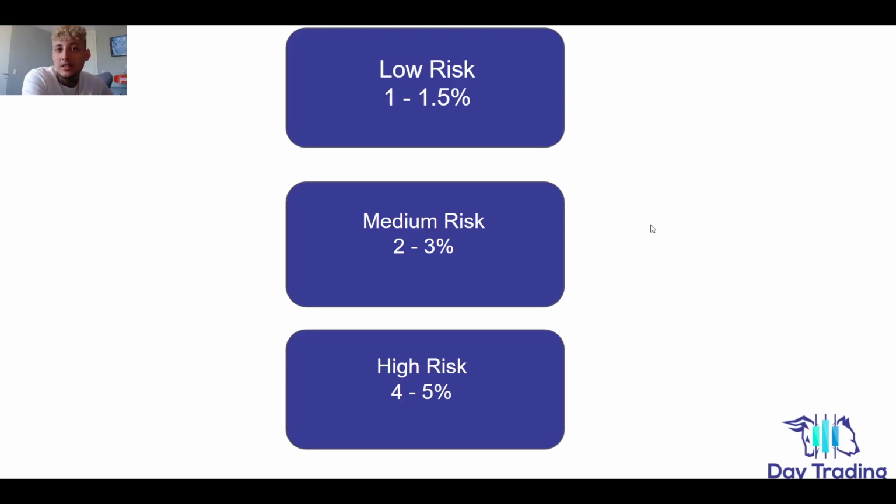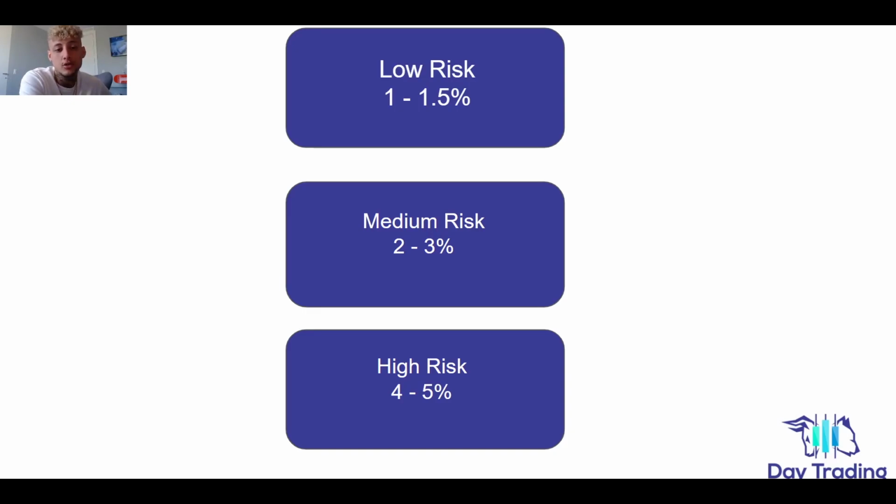Now, if we lose 10 trades in a row at a 1% risk, we're down 10%. Versus if we lose 10 trades in a row at a 5% risk, you're down 50%. It is going to be so hard for you to make back those 50%, right? So I like to have a nice median.